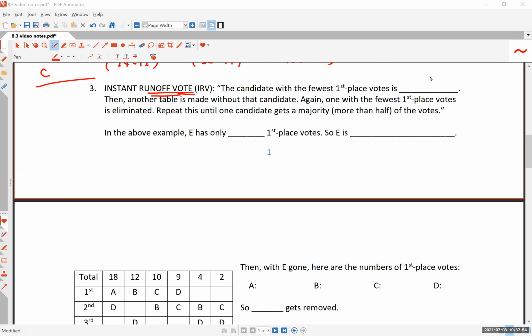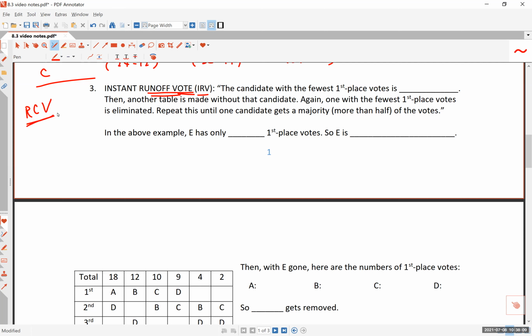All right, we will go into the third method of election in section 8.3. The third one is called the instant runoff election. And in instant runoff, sometimes, by the way, this is called RCV.